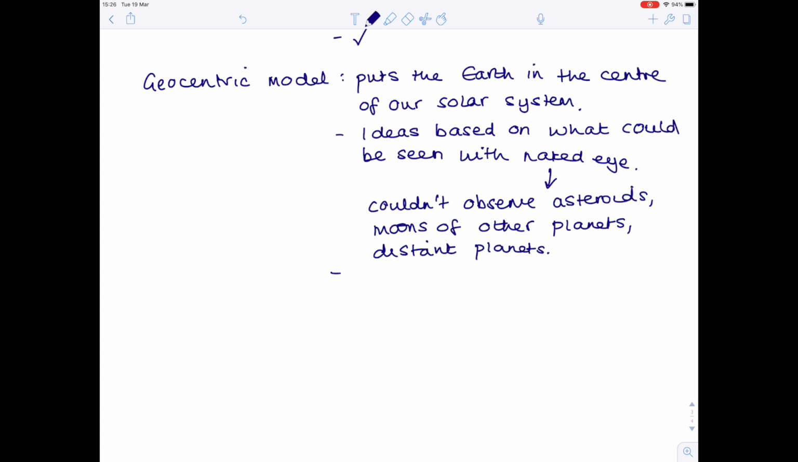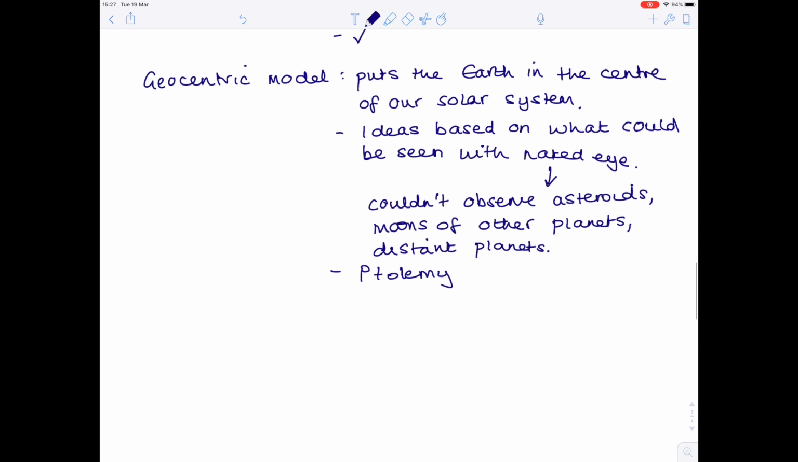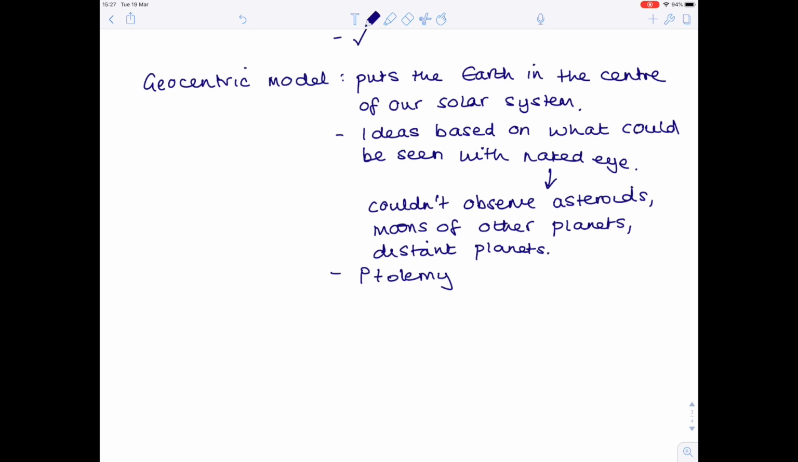And to name someone who actually thought that the geocentric model was correct, Ptolemy, what? Ptolemy. And Martin tells me that Ptolemy, I can't say it, is the guy responsible. Is that a silent P right there?